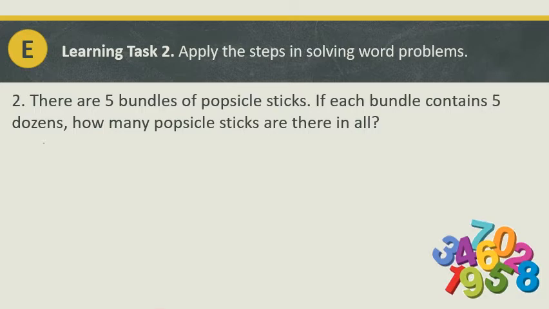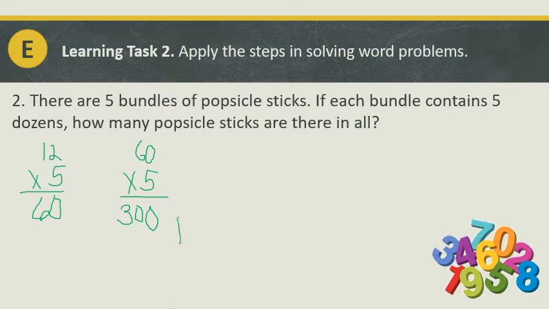Okay, so 5 dozen. So, yun ay 12 times 5. So, ang 12 times 5 ay 60. So, ibig sabihin, kada isang bundle, mayroong 60 popsicle sticks. Ilang bundle meron tayo? So, we have 5 bundles. So, yung 60, i-multiply pa natin sa 5. So, 0 times 5 is 0. 6 times 5 is 30. So, ibig sabihin, there are 300 popsicle sticks.